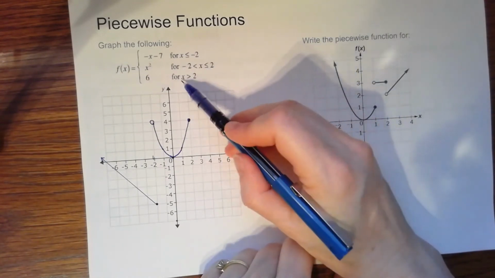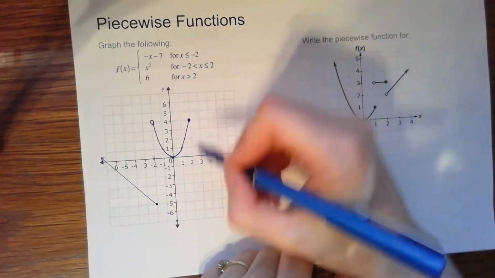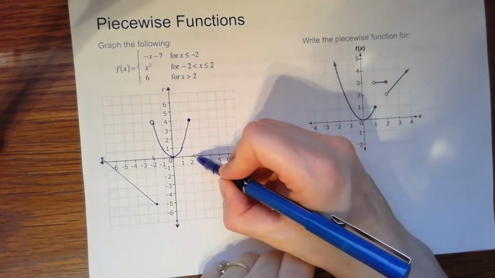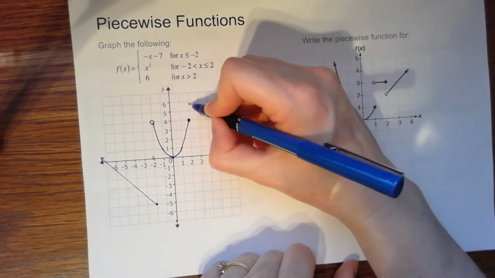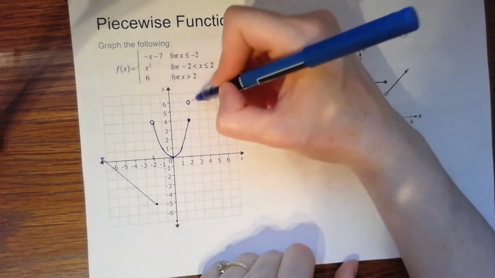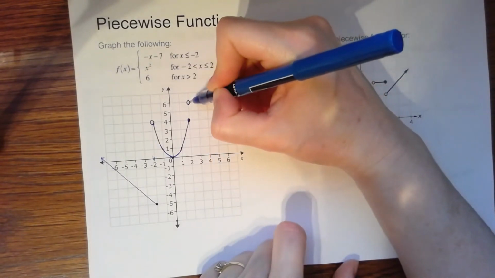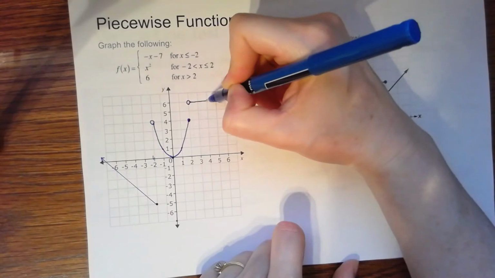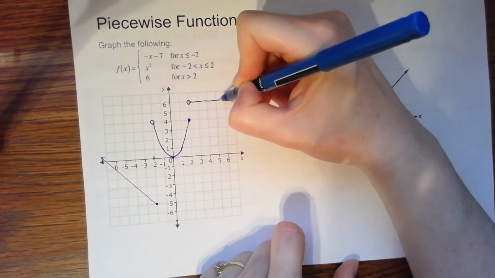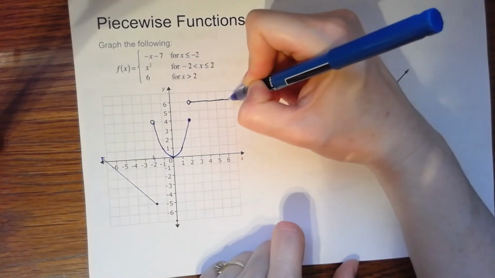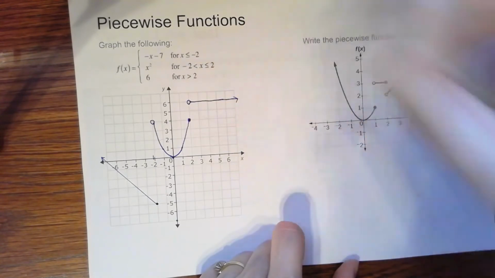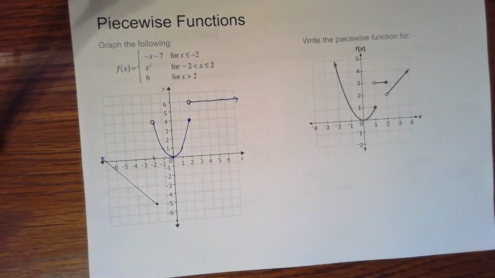And then when x is greater than 2, so any tiny bit after 2, the value is 6. So it won't be at 2, but anything past 2 is 6. So if it's 3, it's 6. If it's 4, it's 6. If it's 4.7, if it's 5.832, all those values. So that would be the graph of that piecewise function.